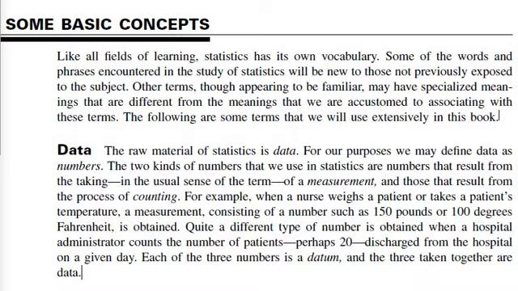For example, when a nurse weighs a patient or takes a patient's temperature, a measurement, consisting of a number such as 150 pounds or 100 degrees Fahrenheit, is obtained. Quite a different type of number is obtained when a hospital administrator counts the number of patients, perhaps 20, discharged from the hospital on a given day. Each of the three numbers is a datum, and the three taken together are data.